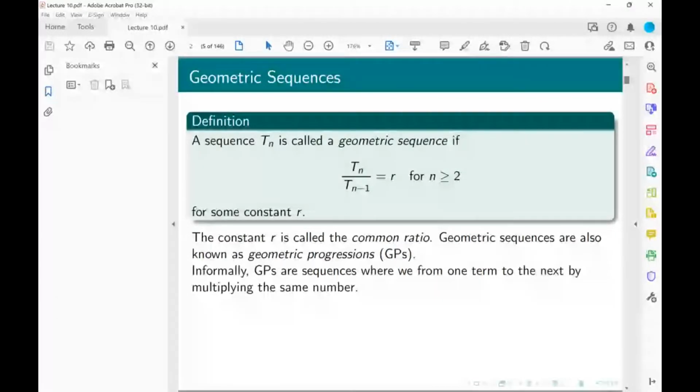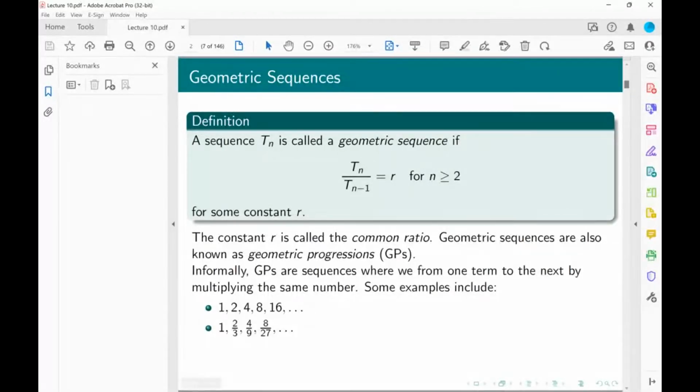Of course, a standard example is where we multiply by 2, so 1, 2, 4, 8, 16. What about this sequence? What is the common ratio here for 1, 2/3, 4/9, 8/27? Any thoughts on the common ratio there? So Peter says times 2/3. Do you agree with that?